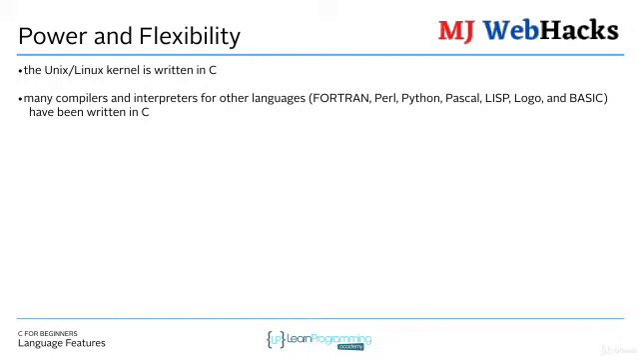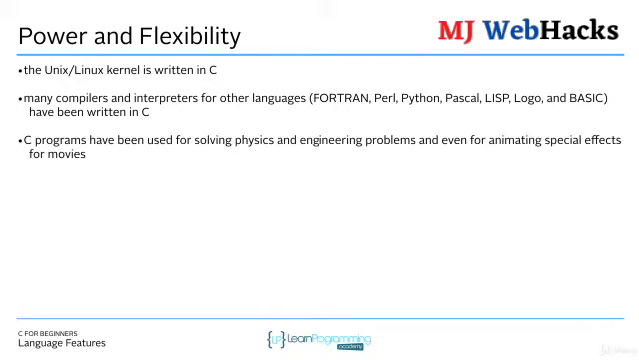Many compilers and interpreters for other languages are built on C or have been written in C. If that doesn't tell you the powerful nature of the language, I don't know what will. Fortran, Perl, Python, any compilers written for those types of languages are written in C. C programs have been used for solving physics and engineering problems and even for animating special effects for movies. Widely used for many different things.